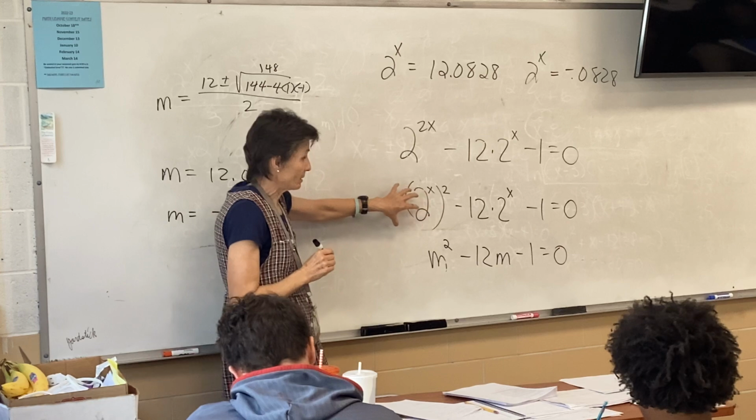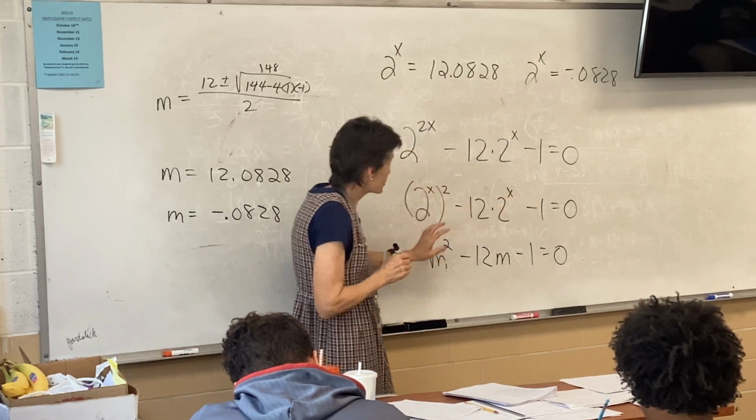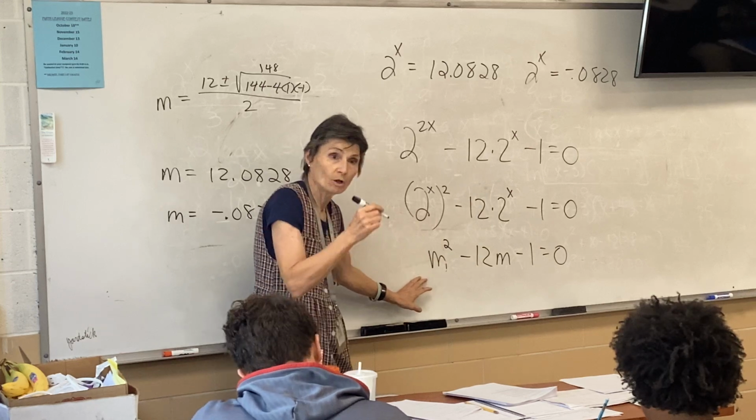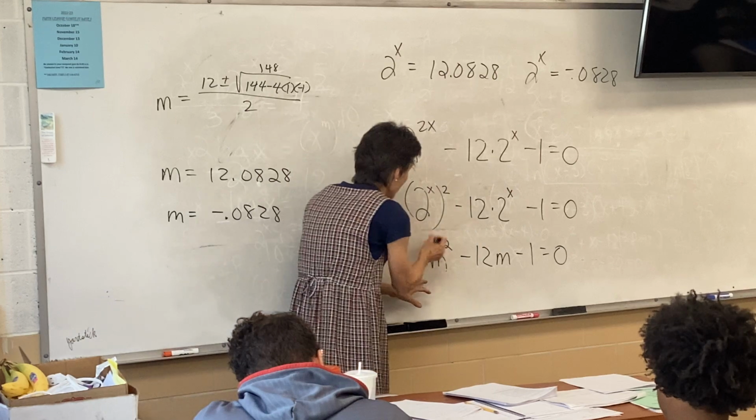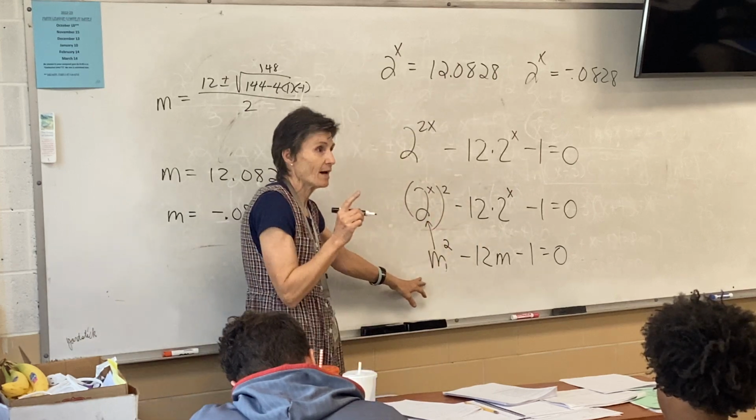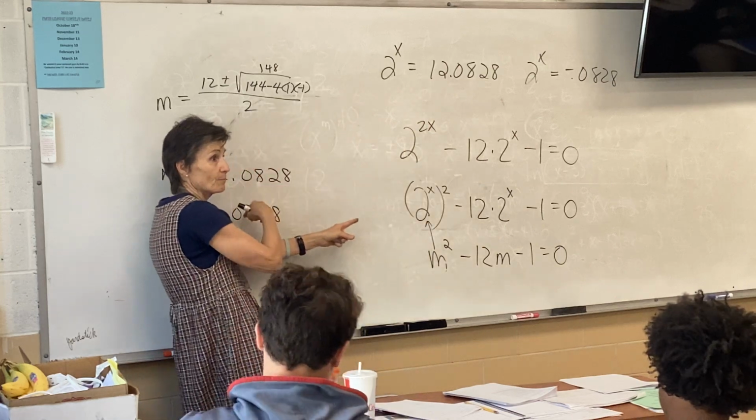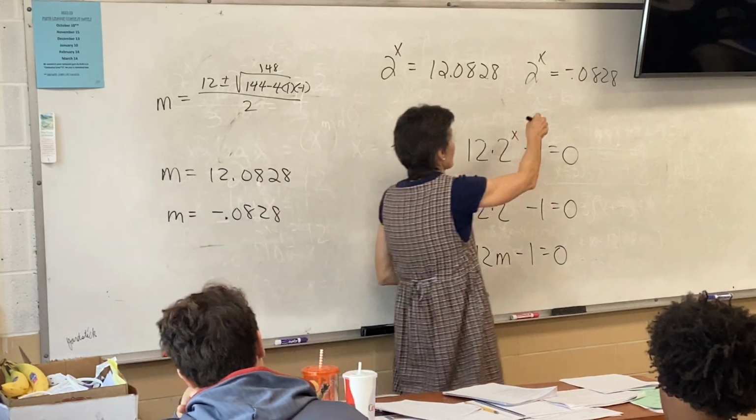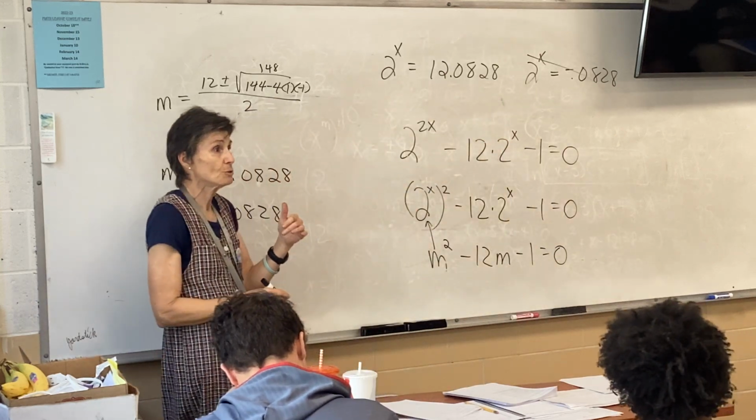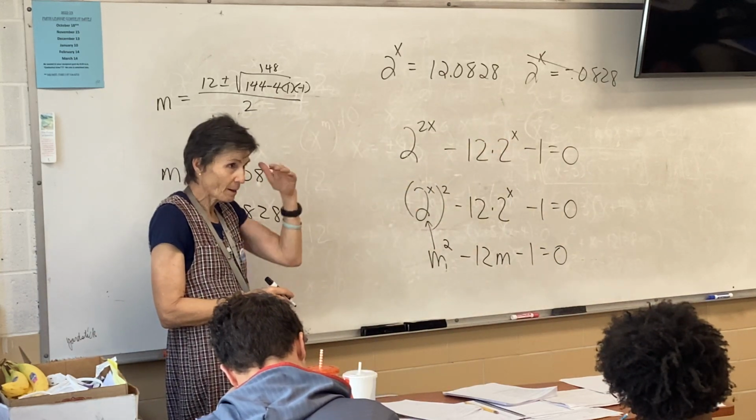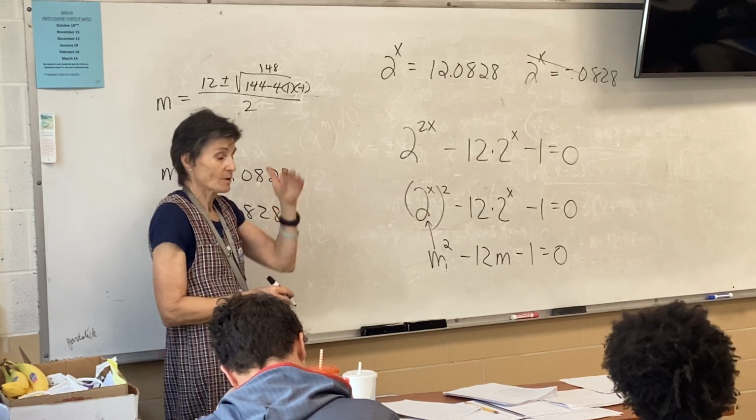We had a problem that was something squared minus 12 times something minus 1. So we solved for the something. We called it m, and we solved for it. But m replaced 2 to the x. So 2 to the x is these two things. Now this one I'm going to throw out, because is it possible to raise 2 to a power and get a negative? No, so that's no good.